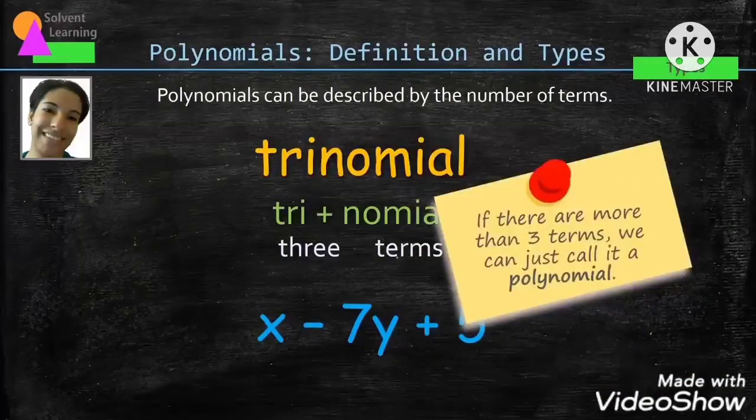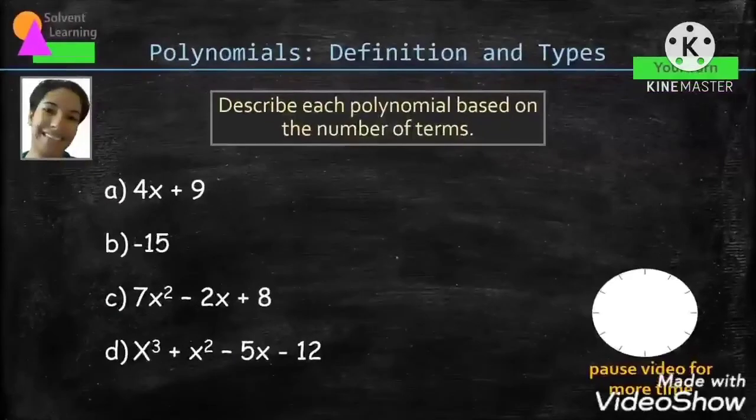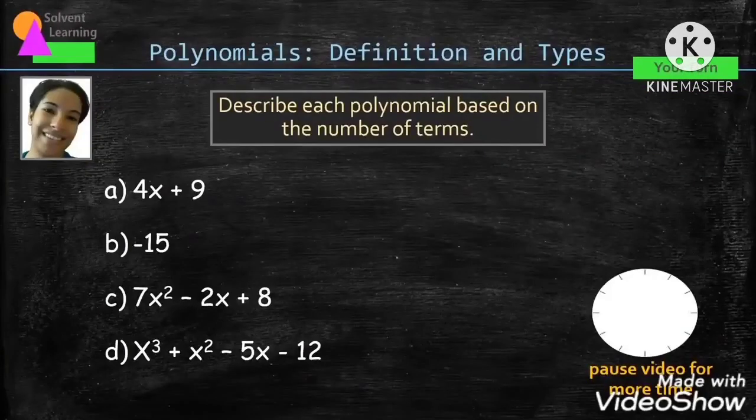Some polynomials have more than 3 terms. If there are more than 3 terms, we can just call it a polynomial. Now it's your turn to practice. Describe each polynomial based on the number of terms. And if you need more time, you can pause the video.